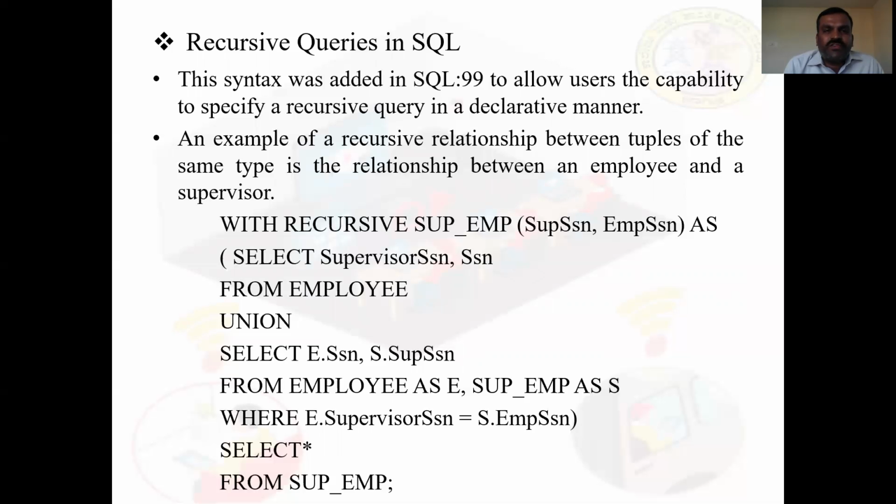Next, recursive queries in SQL. This syntax was added in SQL 99 to allow users the capability to specify a recursive query in a declarative manner. The recursive queries are added in SQL 99. An example of a recursive relationship between tuples of the same type is the relationship between an employee and a supervisor.